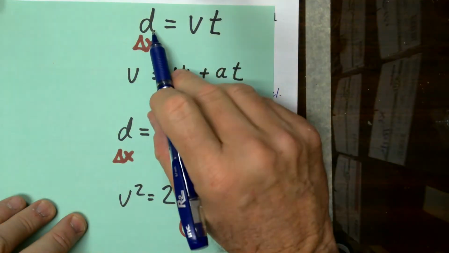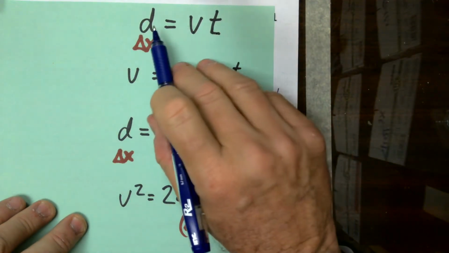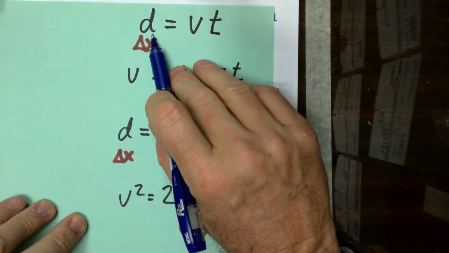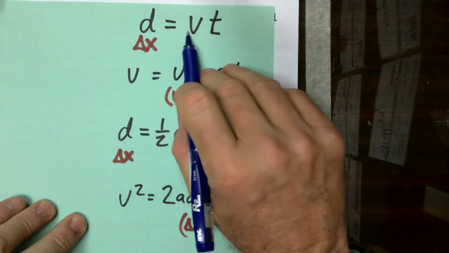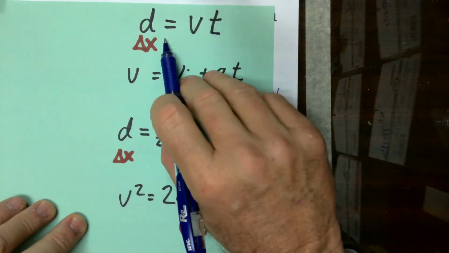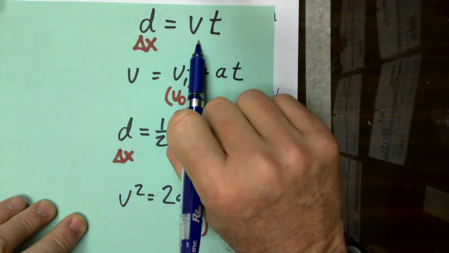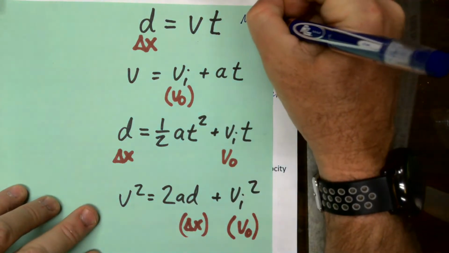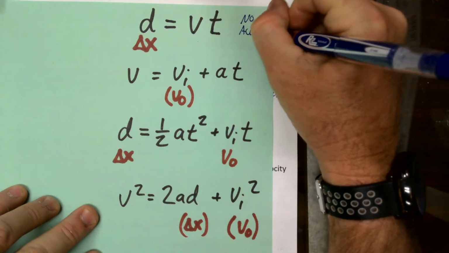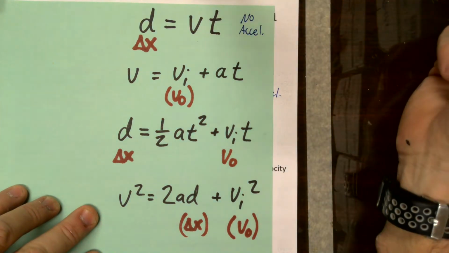Now, I've got this formula here. It's got a time, it's got a velocity, and it's got a distance. This one will not work for me, because this formula is only for when there is no acceleration.